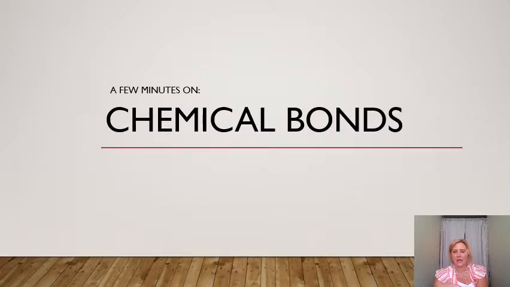Here is another short video, a few minutes on the different types of chemical bonds that happen when we talk about chemistry in the body. In this short video, we are going to talk about the differences between ionic bonds and covalent bonds. And there are two different types of covalent bonds: polar covalent bonds and non-polar covalent bonds. So let's begin by talking about ionic bonds.